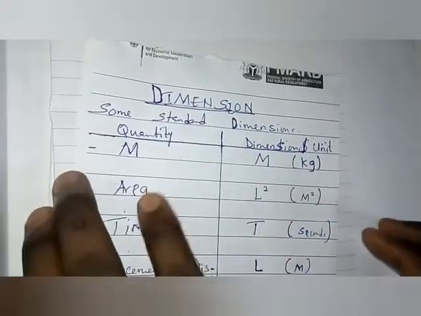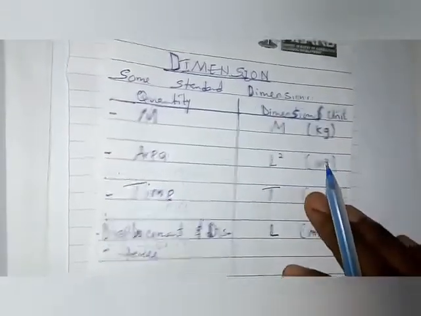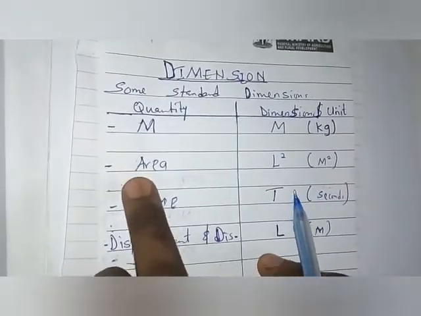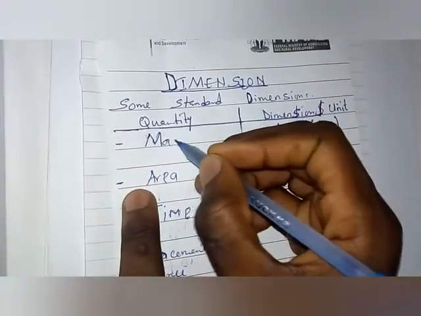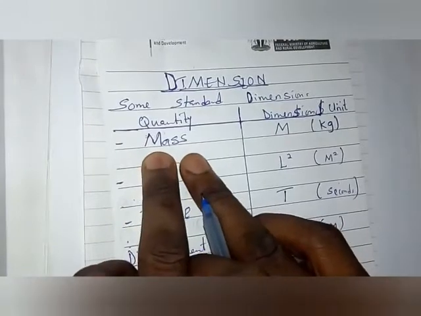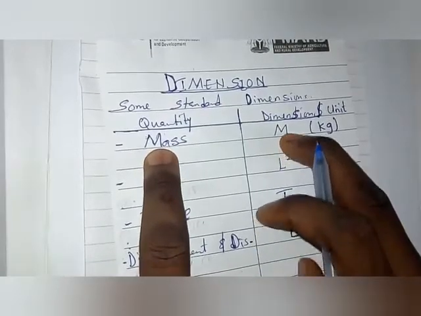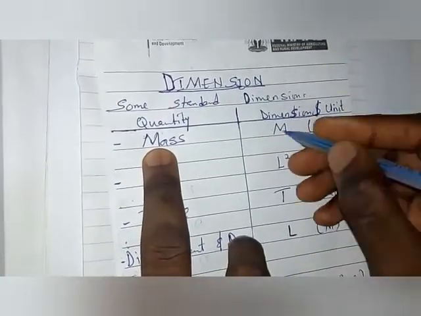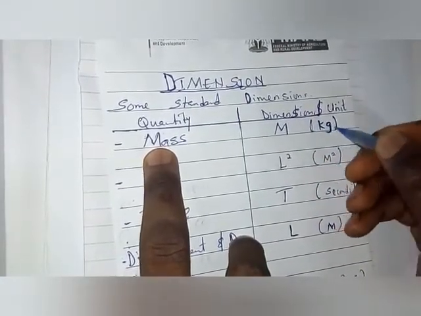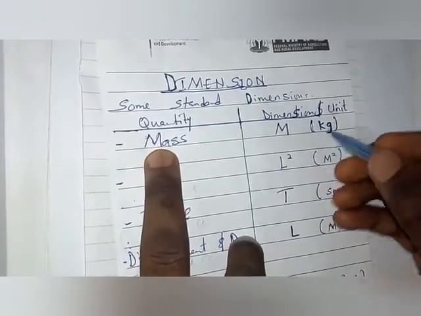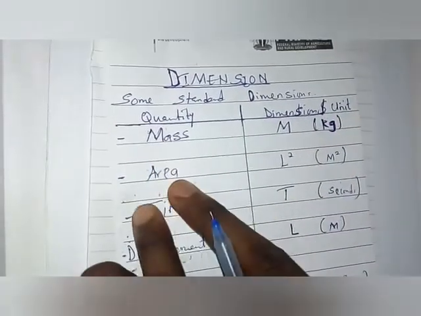So here there are some standard dimensions, which are fundamental quantities. The first one here is mass. The dimension for it is just M, like the symbol here. The unit of it is kilogram. The SI unit is kilogram. It can be gram, but the SI unit usually used is kilogram.